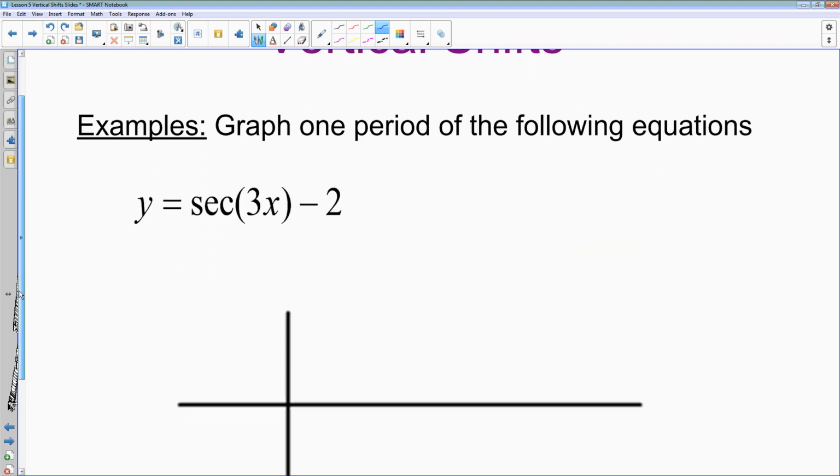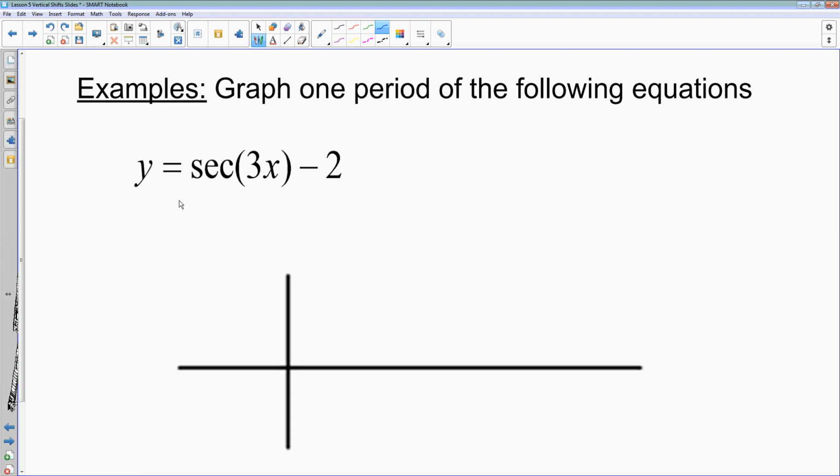All right, and then y equals secant of 3x minus 2. So the a value is still 1. The b value now is 3. The c value is 0. The d value is -2.